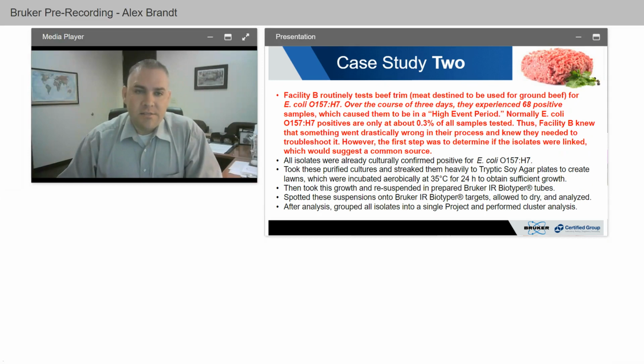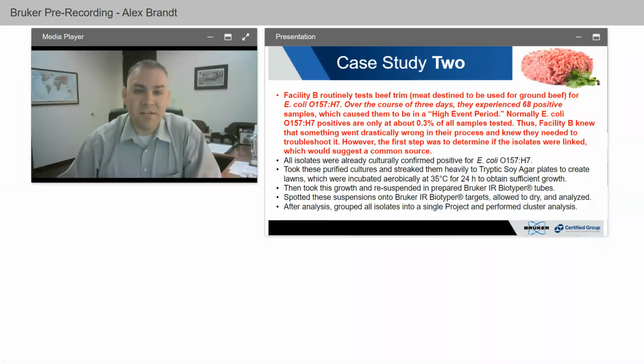The second study that was looked at here, the second case study, was with Facility B, we'll call them. They routinely test beef trim, which is meat destined to be used for ground beef, for E. coli 0157H7. And over the course of 3 days, they experienced 68 positive samples. So as you can imagine, this caused them to be in what we would call a high event period, or a very massive contamination event.